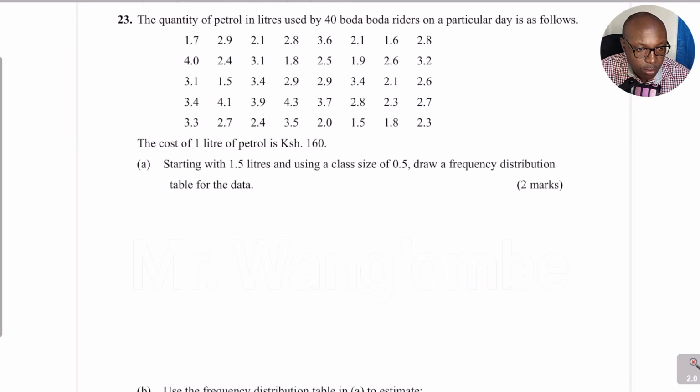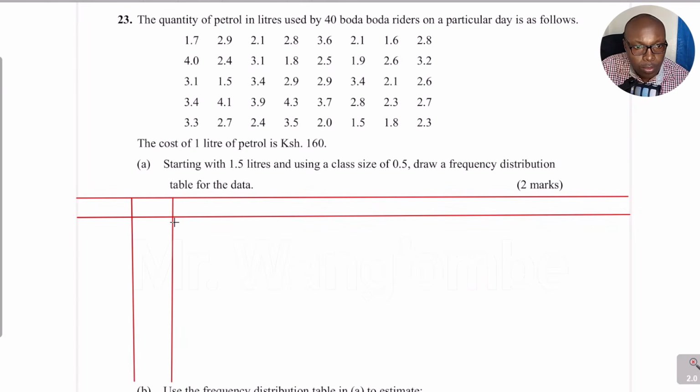So let me draw the table right away. Let's put the classes here. We're supposed to have a class size of 0.5, and the first one should be 1.5. So the other one will go to 1.9. Now this is how we get a class size of 0.5: if you want a class size of 0.5, from 1.5 you add 0.4.